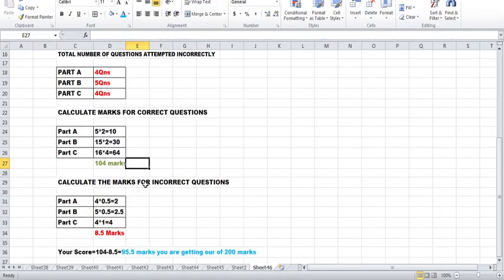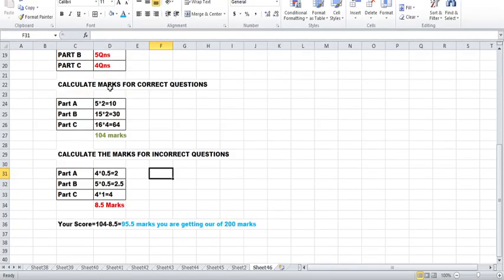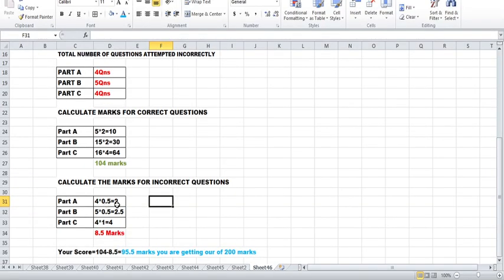But at the same time you had attempted a few questions incorrectly. So now you need to calculate the marks for incorrect questions. In life sciences part A and part B, for any question attempted wrongly they will reduce 0.5 marks, and in part C they will reduce 1 mark. So for the 4 questions in part A, 4 into 0.5 is 2 marks. In part B you attempted 5 questions wrongly, and 5 into 0.5 is 2.5. In part C you attempted 4 questions incorrectly, so 4 into 1 is 4 marks. When you add up everything, 8.5 marks will be deducted for answering questions incorrectly.